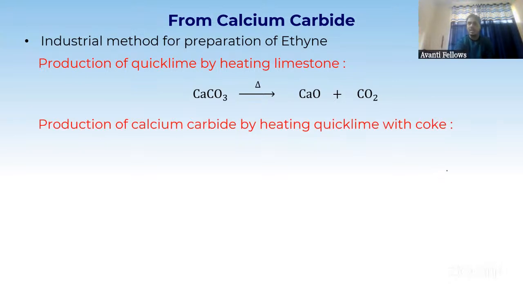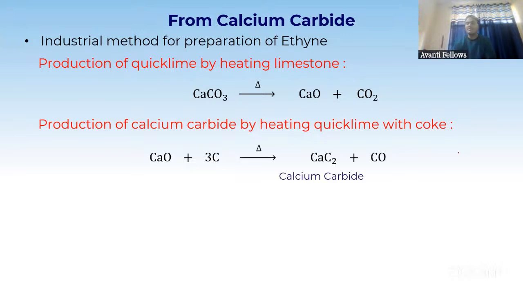Now, calcium carbide is produced by heating quicklime with coke. As soon as we heat quicklime with carbon, we get calcium carbide. So here we have quicklime, calcium oxide, and when we treat this calcium oxide with carbon, then we produce calcium carbide. So this is how we prepare calcium carbide. Is this clear to everyone? How will you prepare calcium carbide in industries? Because calcium carbide is needed for the preparation of ethine. So I just explained how to prepare this calcium carbide.